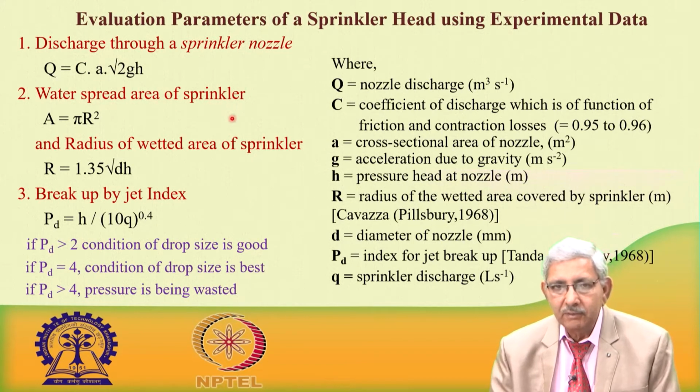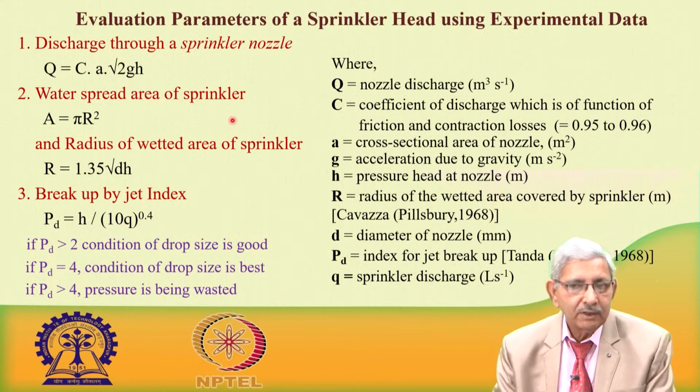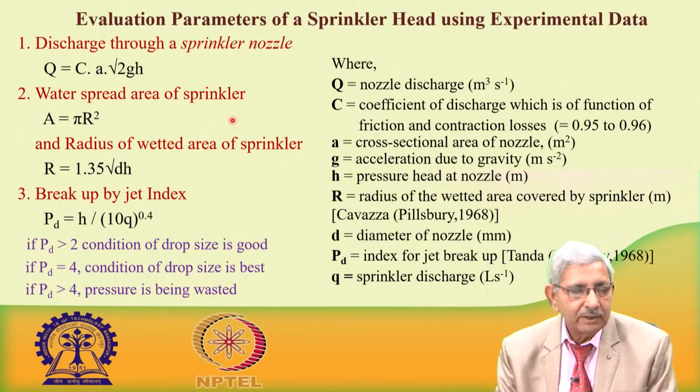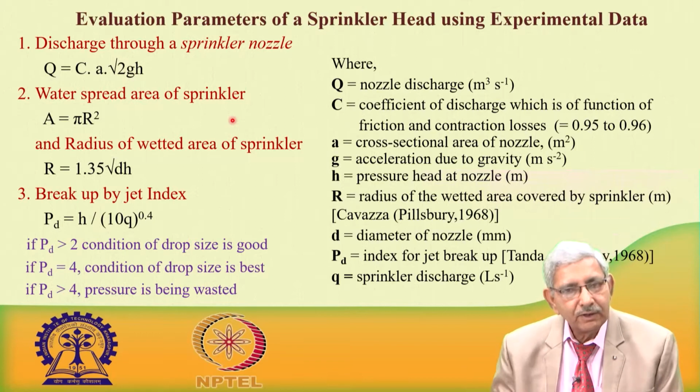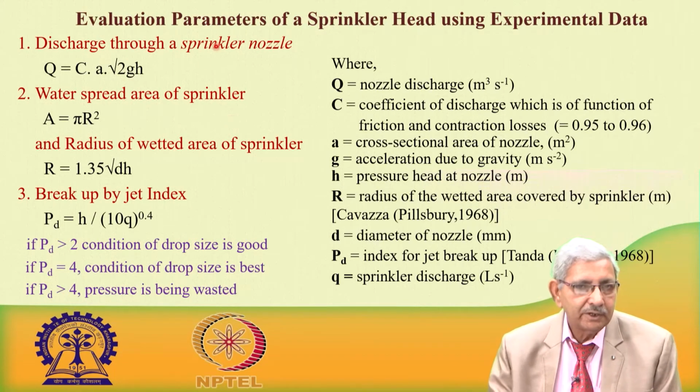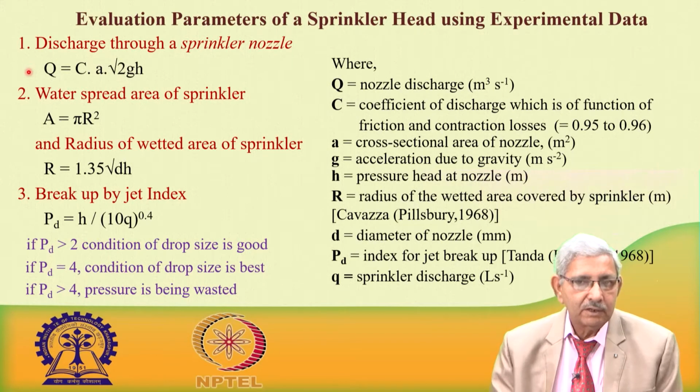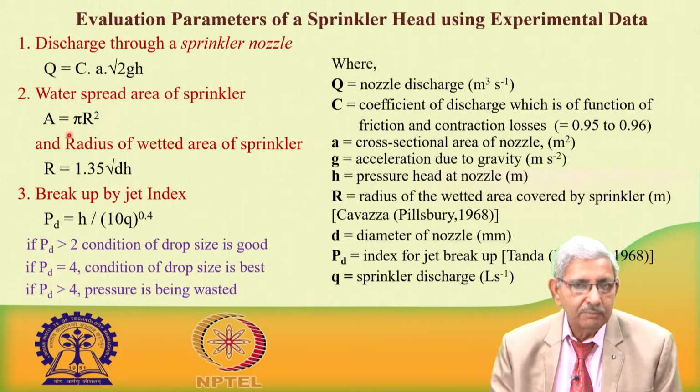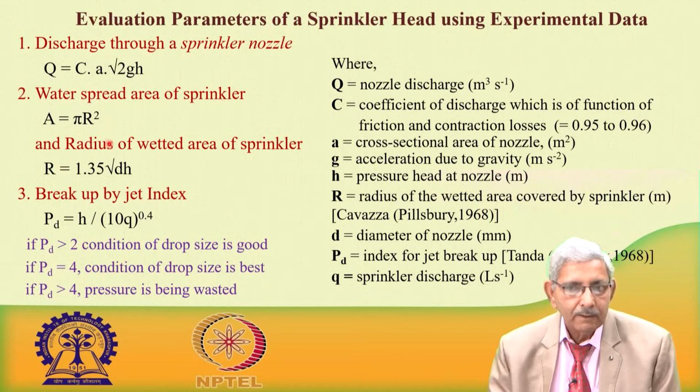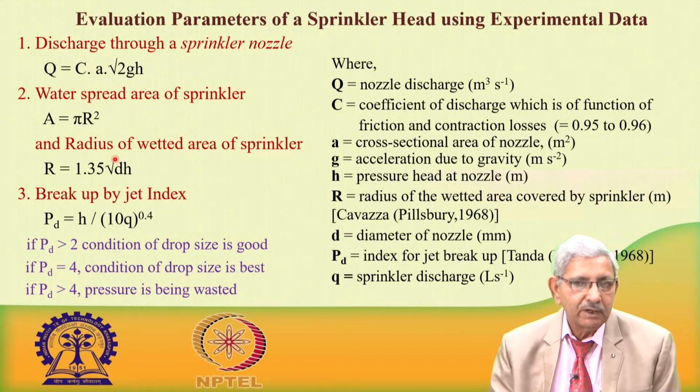Now, the water spread area of the sprinkler. Once the sprinkler is operated, it gets a stable value, and one needs to find the radius of coverage. This radius of coverage, or weighted area, is given by capital R, and the water spread area of the sprinkler is given by pi into R square. This R is nothing but the radius of the weighted area given by Kawaja and Pillsbury, 1986.